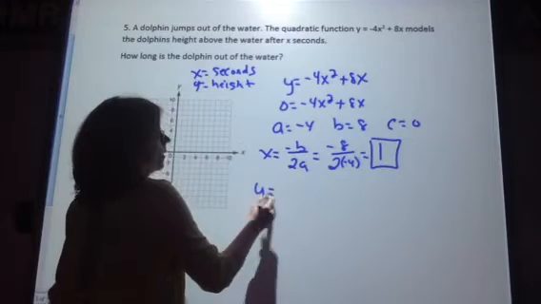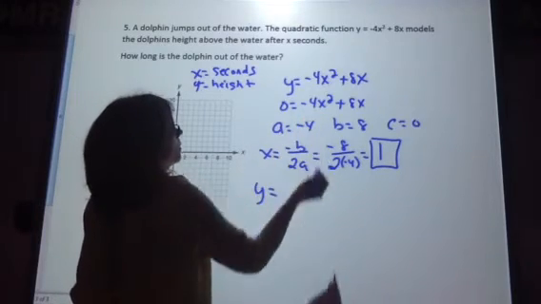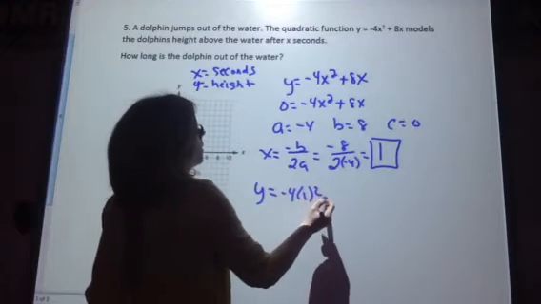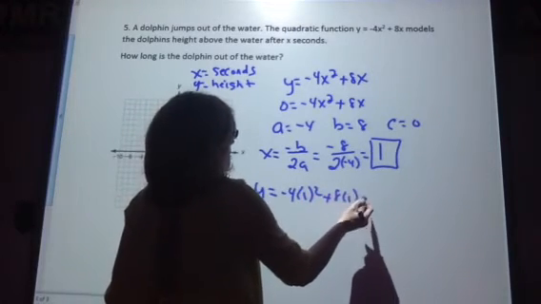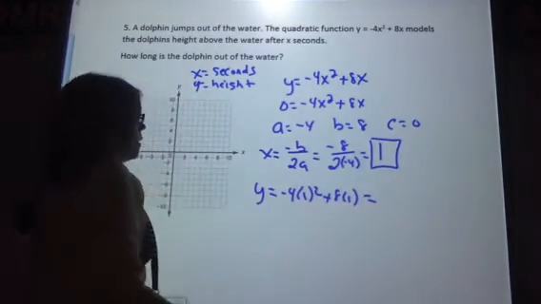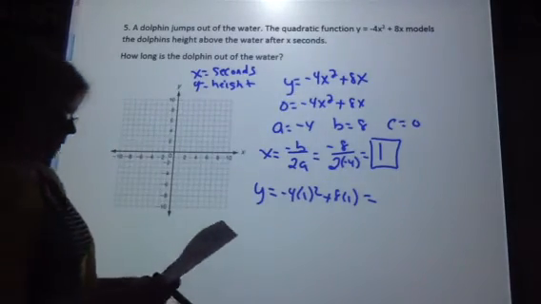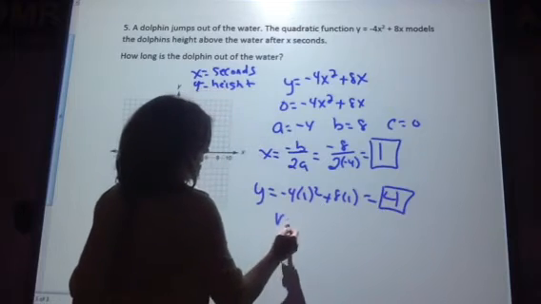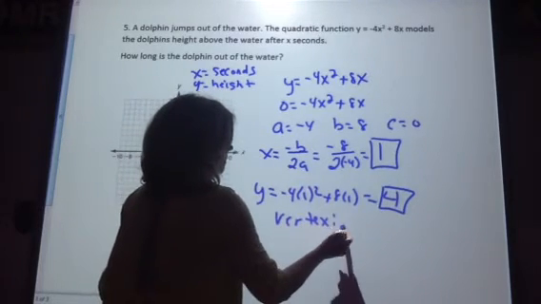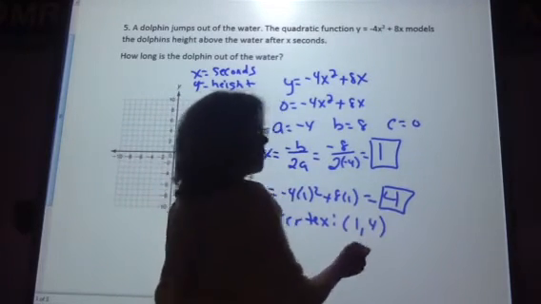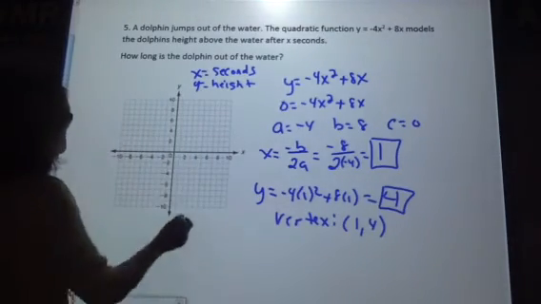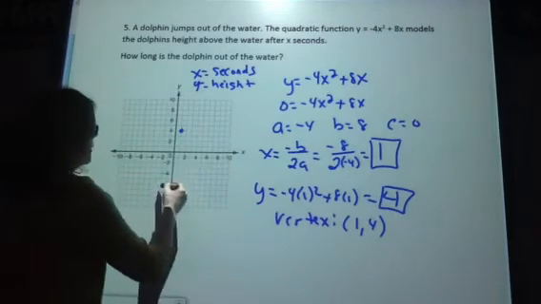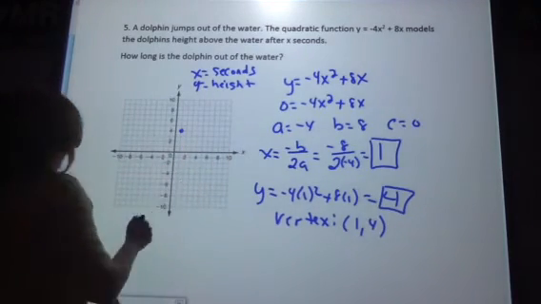And then let's find our y-coordinate. So we're going to substitute in right here. So I have negative 4 times 1 squared plus 8 times 1, which equals positive 4. So my vertex is at 1, 4. So let's graph that. Okay, my A is negative, so this is going to go downward.